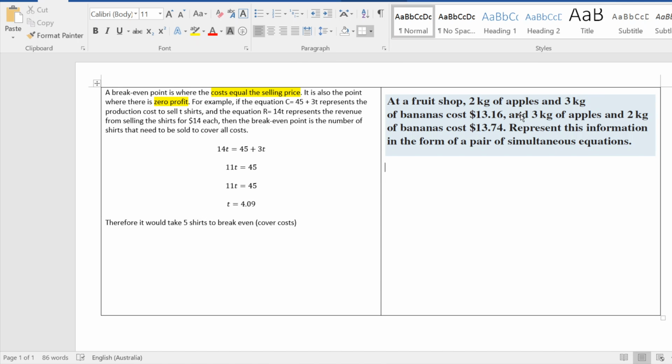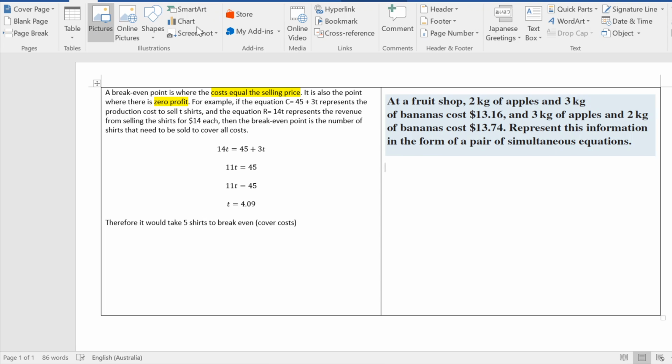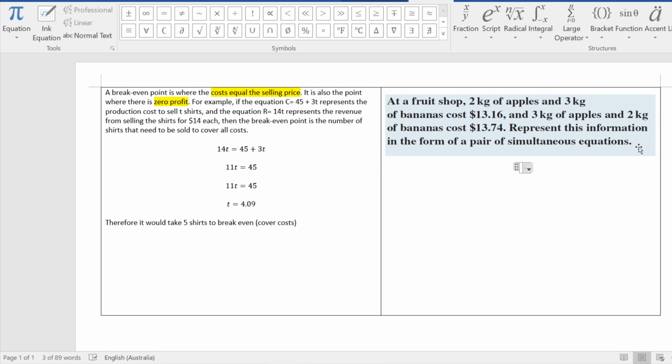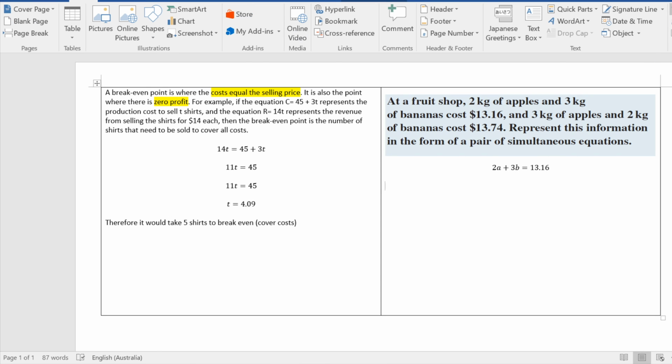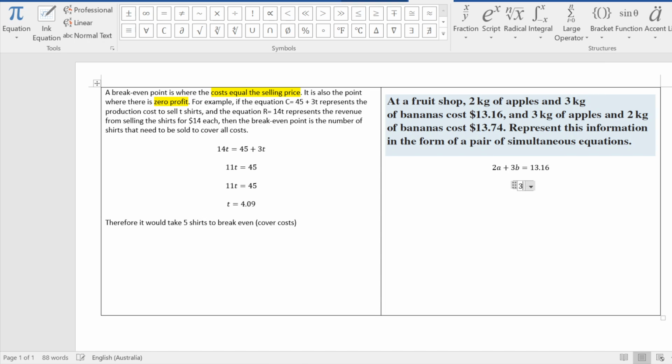So the first thing I'm going to do is, let's talk about our pronumerals. We've got apples and we've got bananas. Now, we're obviously not talking about 1 banana or 2 bananas or different things like that. We're going to represent them as kilograms. So the first equation we're going to get, just insert the equation again, is going to be 2 kilograms of apples plus 3 kilograms of bananas, A and B, is equal to 13.16. There's my first equation. Now, my second equation is going to be 3 kilos of apples plus 2 kilos of bananas is equal to 13.74.